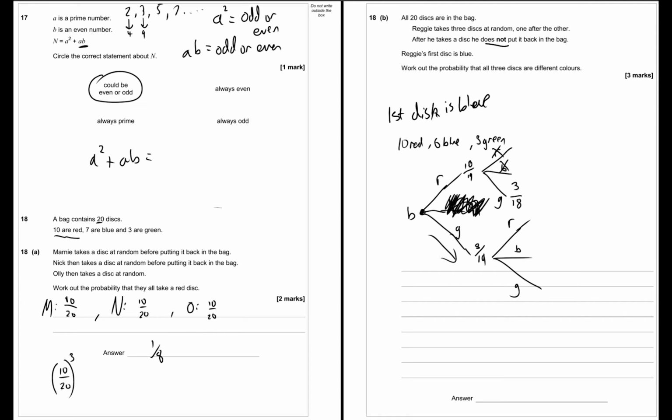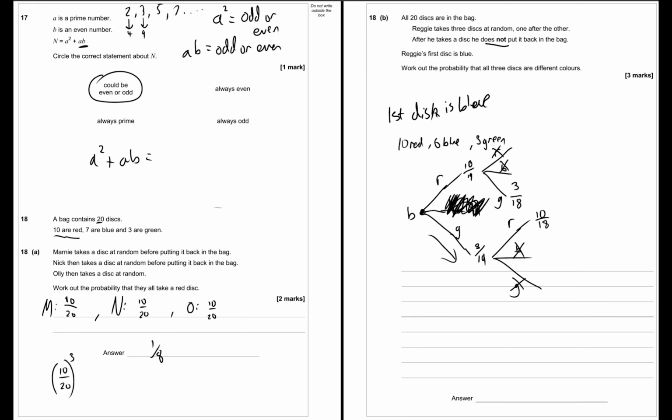And now let's do the same for if he took a green one first. So he's taken a blue, he's taken a green. That means we don't want another green, we don't want another blue, but we do want a red. What's the probability of him taking a red? It's going to be 10 because there's 10 red discs. And how many discs are left? Well, there were 20 to begin with, but he's taken 2. So it's going to be 10 over 18.